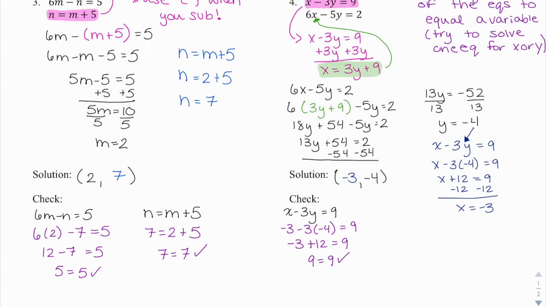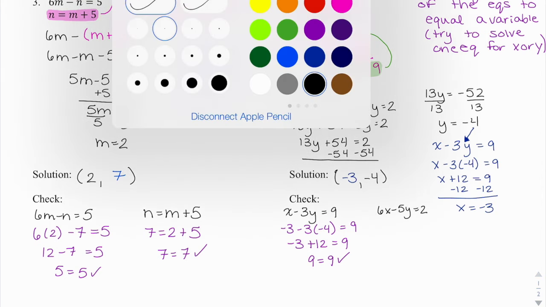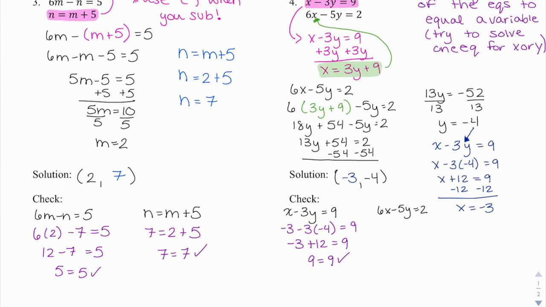I have to make sure I check them both, so 6x minus 5y equals 2. Replace the x and the y here, so I'm going to have 6 times -3 minus 5 times -4 equals 2. -18 plus 20 equals 2. 2 equals 2. I get a true statement, so I know that my solution is correct.